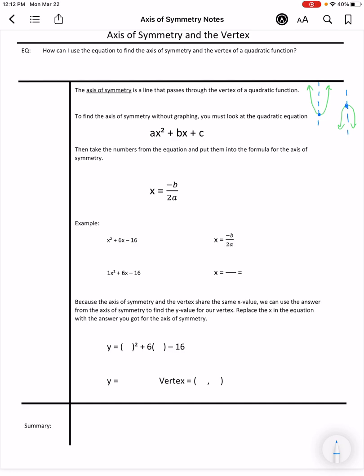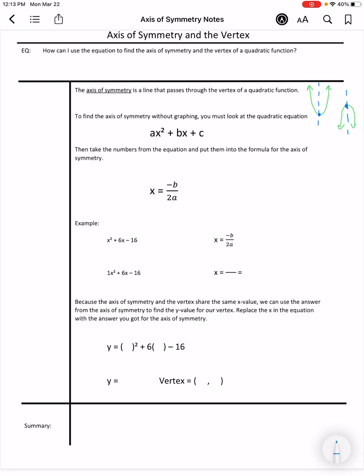In order for us to find the axis of symmetry without graphing it, we would look at the quadratic equation that we're given. Again, it's important that we get our quadratic equation in the form of ax squared plus bx plus c. We would need to move everything over to one side if it happened to be on the other side of an equal sign, and make sure that all of our terms are combined, so that we have only one x squared term, one x term, and one constant.